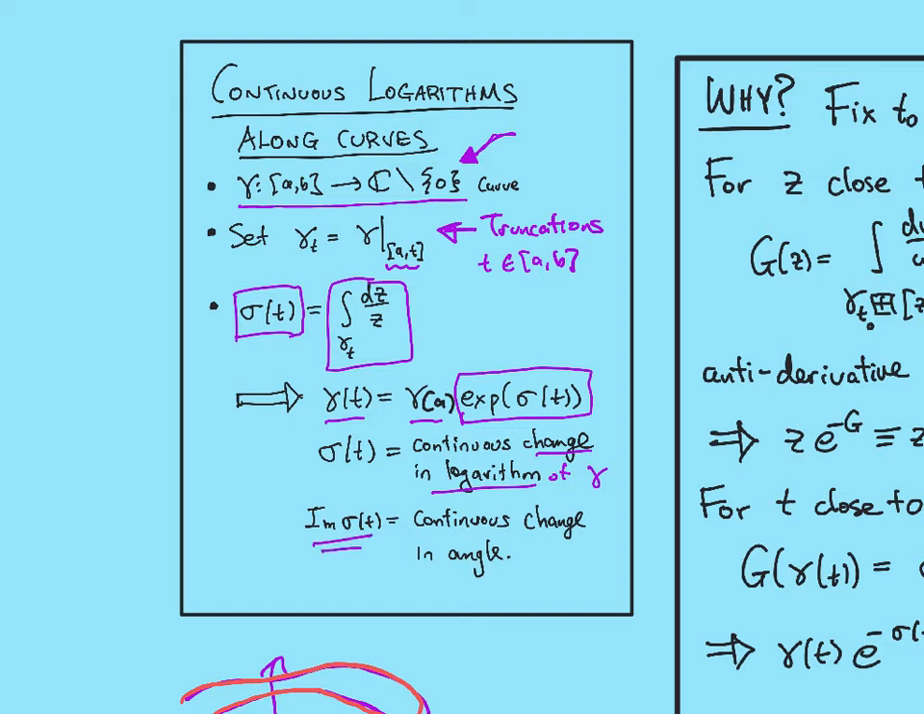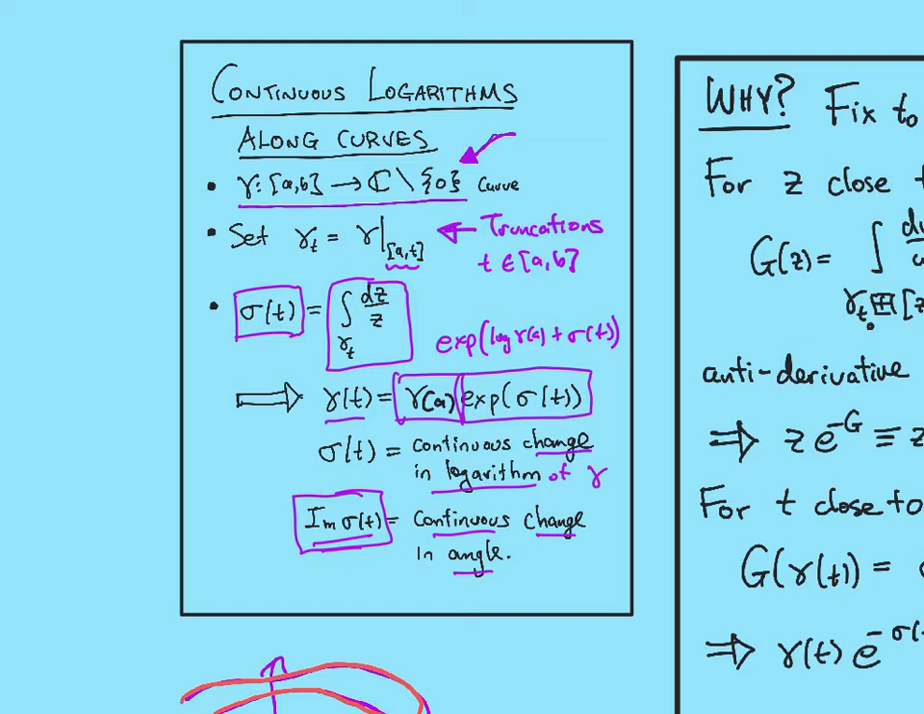And its imaginary part will then give us a continuous change in the angle of this curve. So the imaginary part of sigma is keeping track of the change in angle as we go from a to b. You could incorporate gamma of a into here and get an actual continuous logarithm of the curve, so that you'd have maybe some particular value of the logarithm of gamma of a plus sigma of t here.